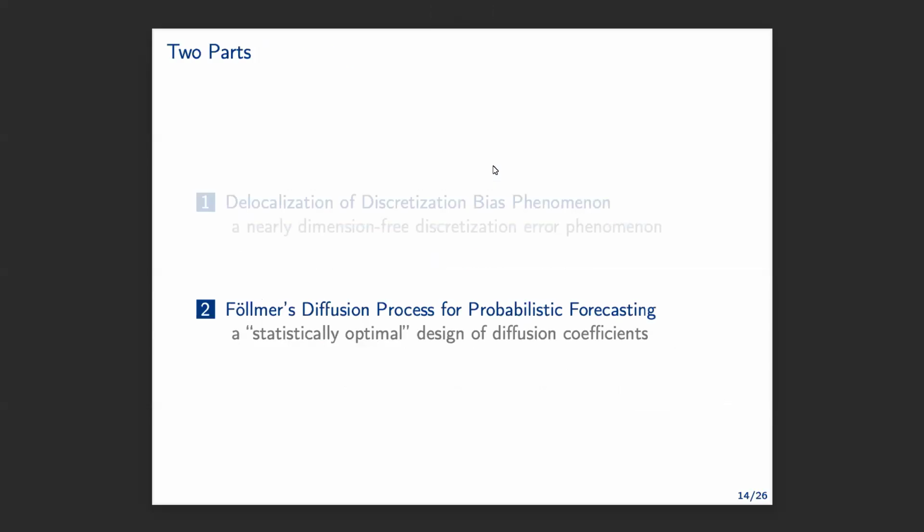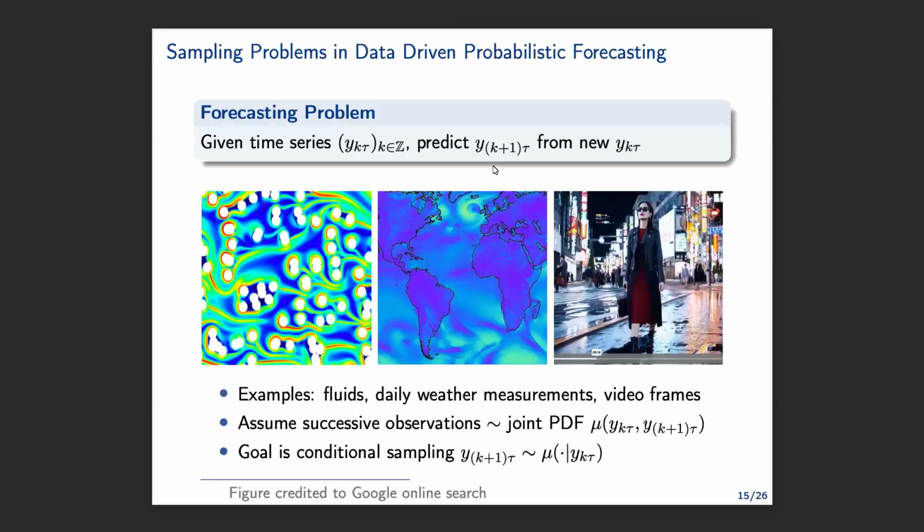It's more about generative modeling, like diffusions, and specifically for probabilistic forecasting. And we talk about how to design this dynamics for some optimized performance. So basically, this probabilistic forecasting or generative modeling is also a sampling problem, but driven by data.